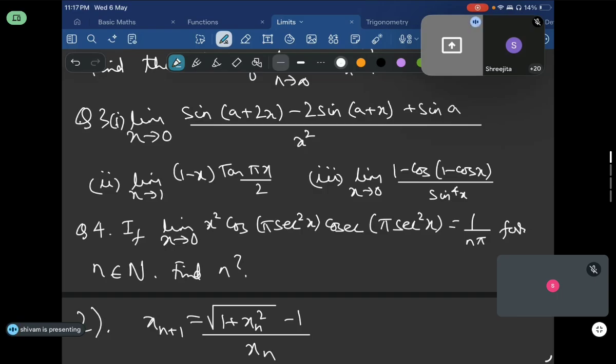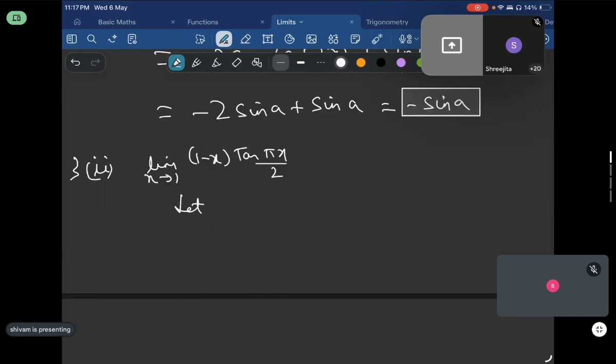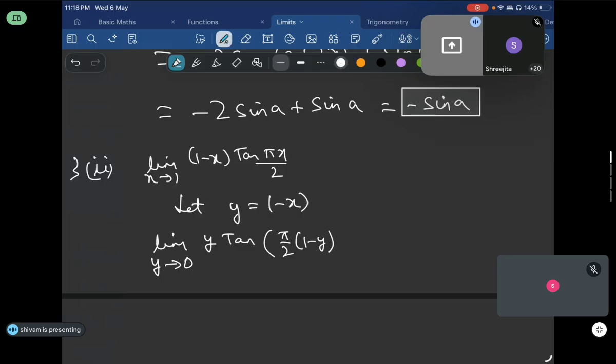Okay, let us start with number 2, part 2. Pay attention, everyone. Let y equal 1 minus x. So as x tends to 1, y tends to 0. The whole limit will convert to limit y tends to 0, y into tan of pi by 2 x. So x will become 1 minus y, right? So it will be tan pi by 2 into 1 minus y.